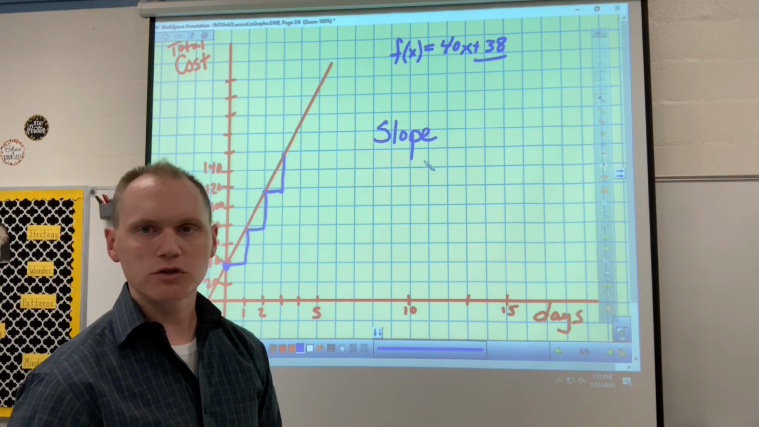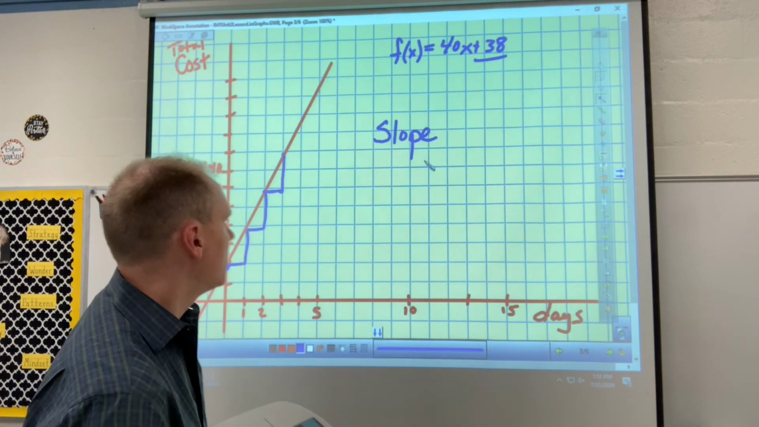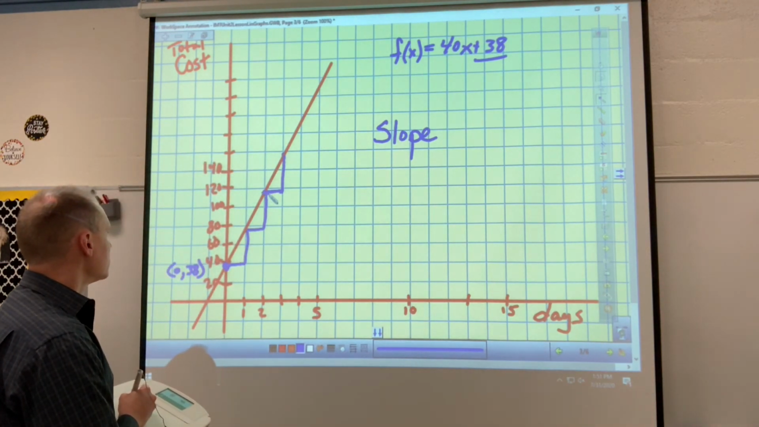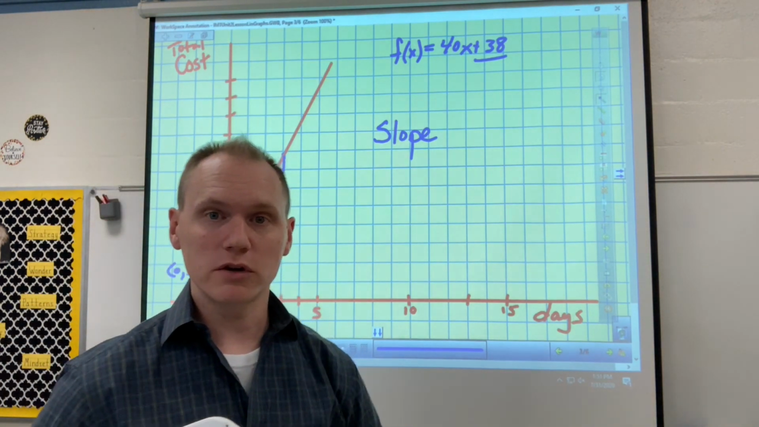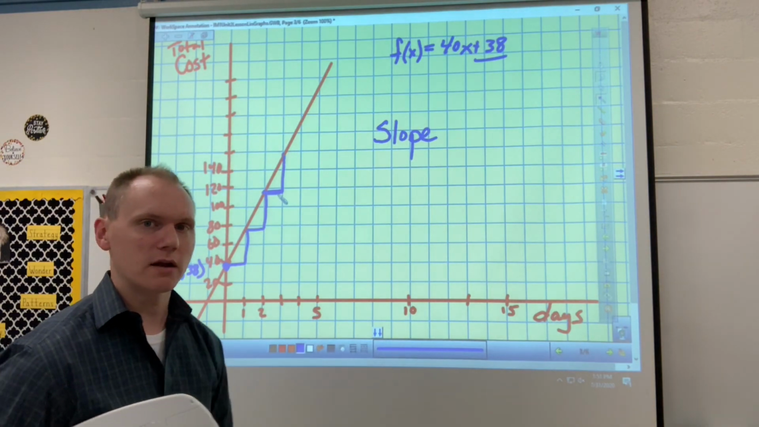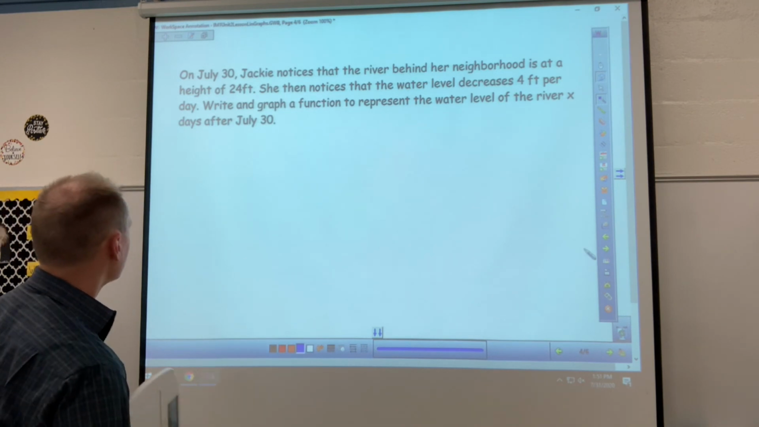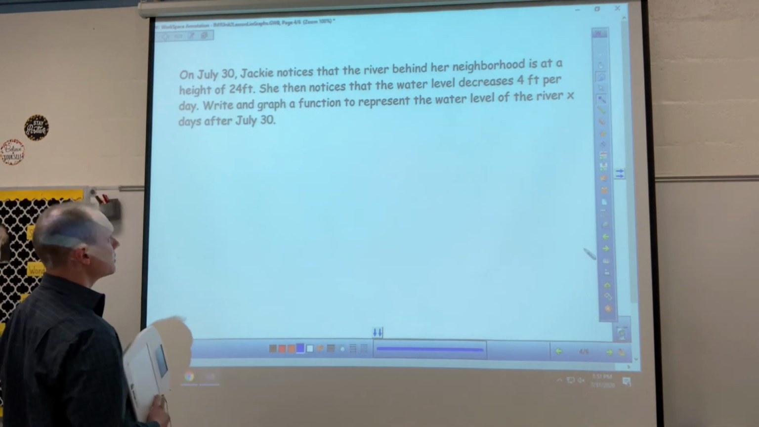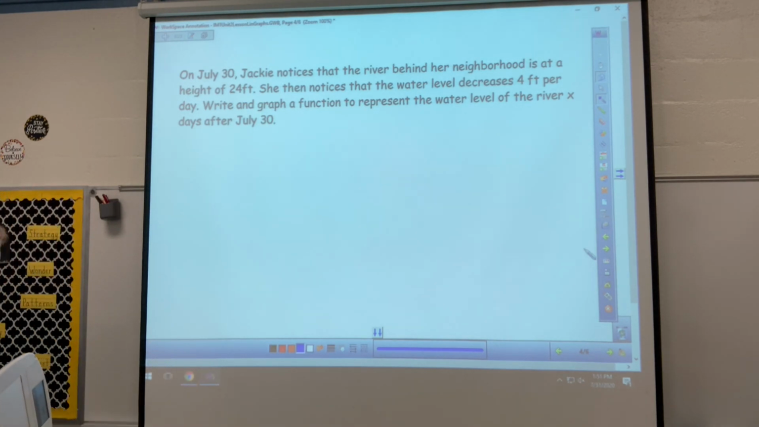It's how much you rise every time you go over 1. So it's the slope or the steepness. It describes maybe if it's increasing or decreasing. The slope tells us a lot about the function. All right, so let's continue on. Let's look at this situation here. On July 30th, Jackie notices that the river behind her neighborhood is at a height of 24 feet. Then she notices that the water level decreases 4 feet per day. Write and graph a function to represent the water level of the river x days after July 30th.